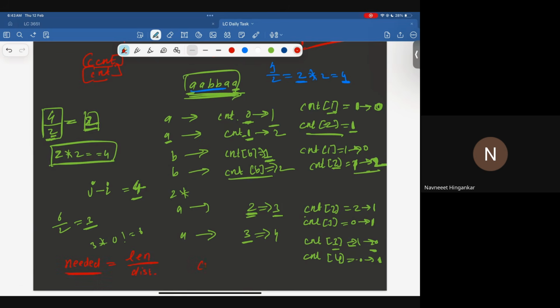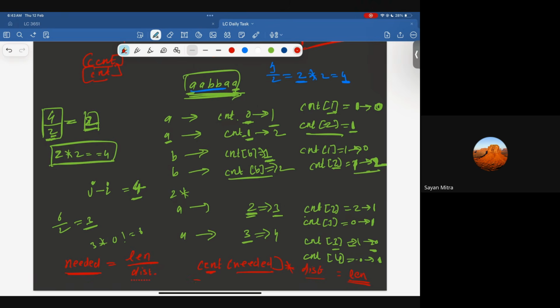So the count of needed into count basically should be equal to length. Got it? Yeah. Sorry, this is the count of needed and this is the number of distinct, I guess.